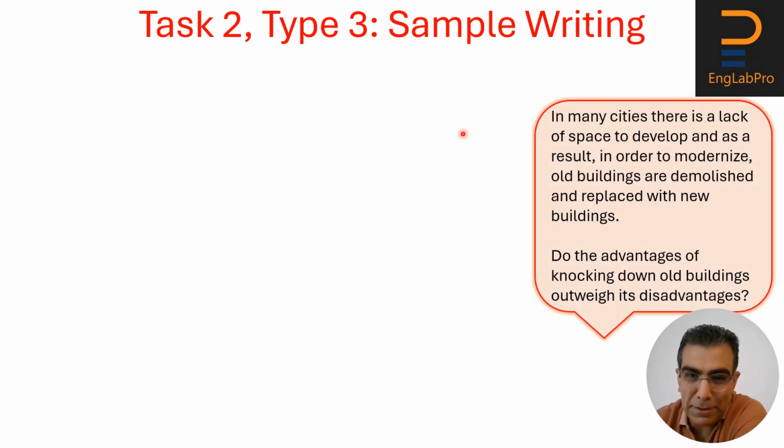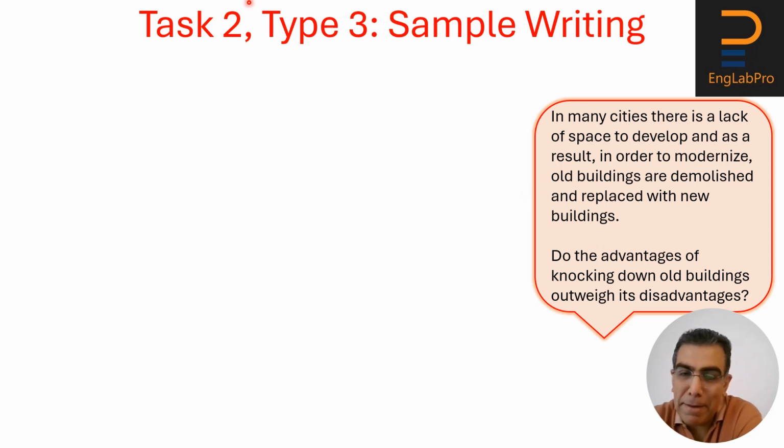Let's take a look at the sample writing for this topic. The topic is here again for you. In many cities, there is a lack of space to develop, and as a result, in order to modernize, old buildings are demolished and replaced with new buildings. Do the advantages of knocking down old buildings outweigh its disadvantages?